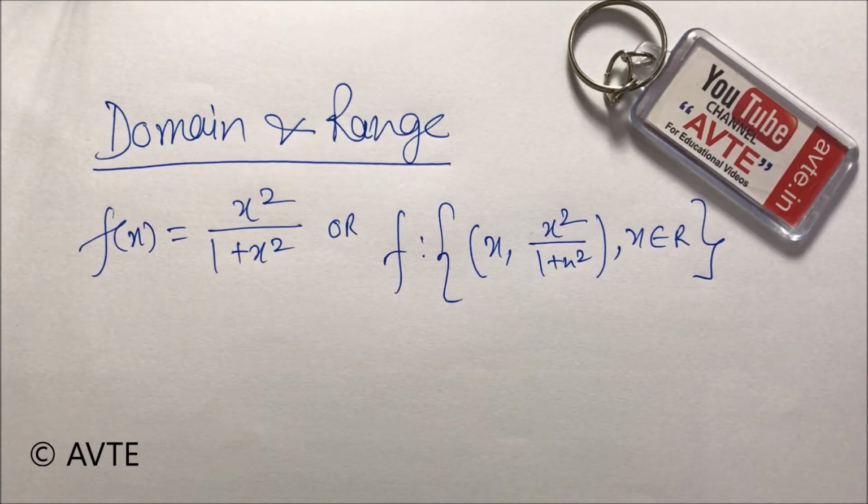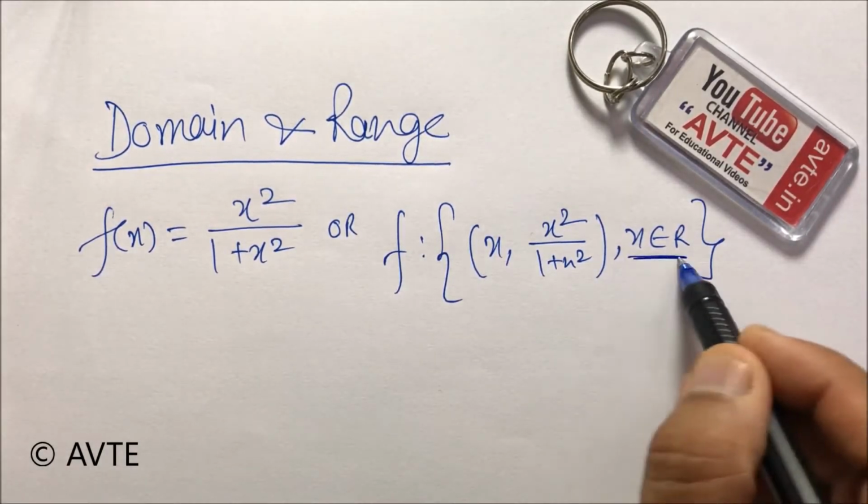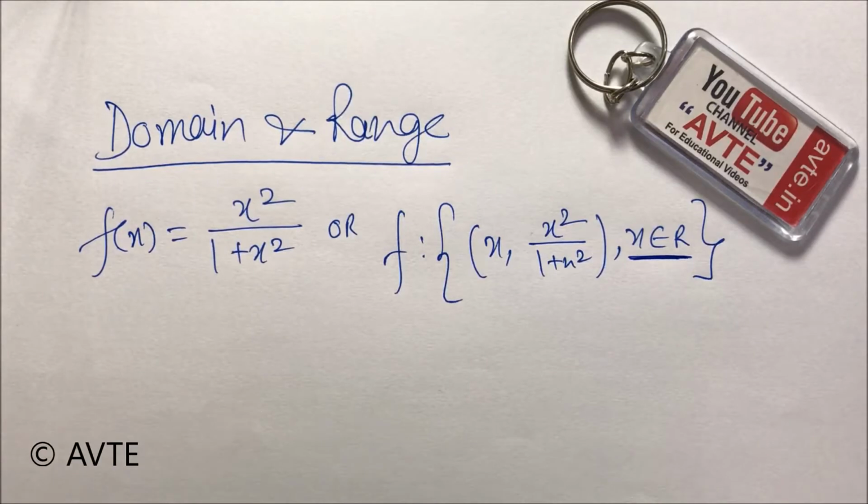This time it is x square upon 1 plus x square. We have already done a video on 1 upon 1 plus x square, and this time it is x square upon 1 plus x square. So as you all know, this is the rational expression and the denominator is clearly a positive quantity. So the domain will be all the real numbers, and this is also given. You can get the trick from the given condition that x is belonging to R.